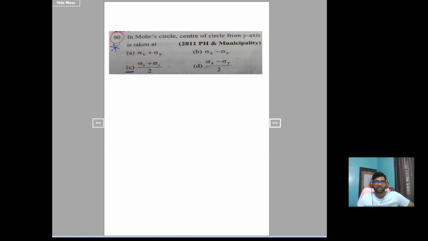Next, in Mohr circle, the center of the circle from the y-axis is taken as, let's take this is the Mohr circle. What is the center of this Mohr circle? Sigma x plus sigma y by 2. So he is asking to calculate the distance of the center of the Mohr circle from the y-axis, which is nothing but the x coordinate, which is sigma x plus sigma y by 2. So option C is correct.